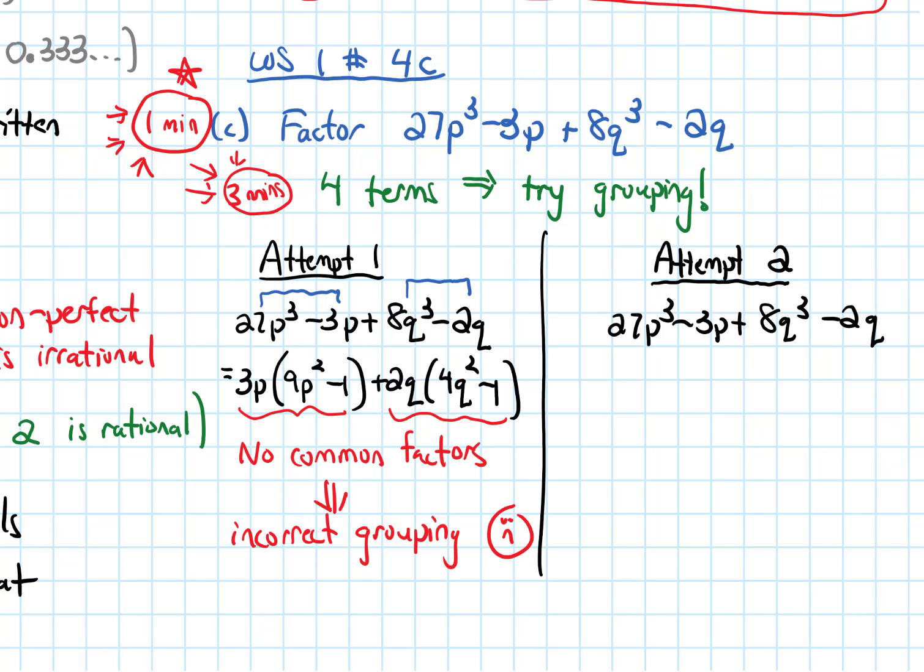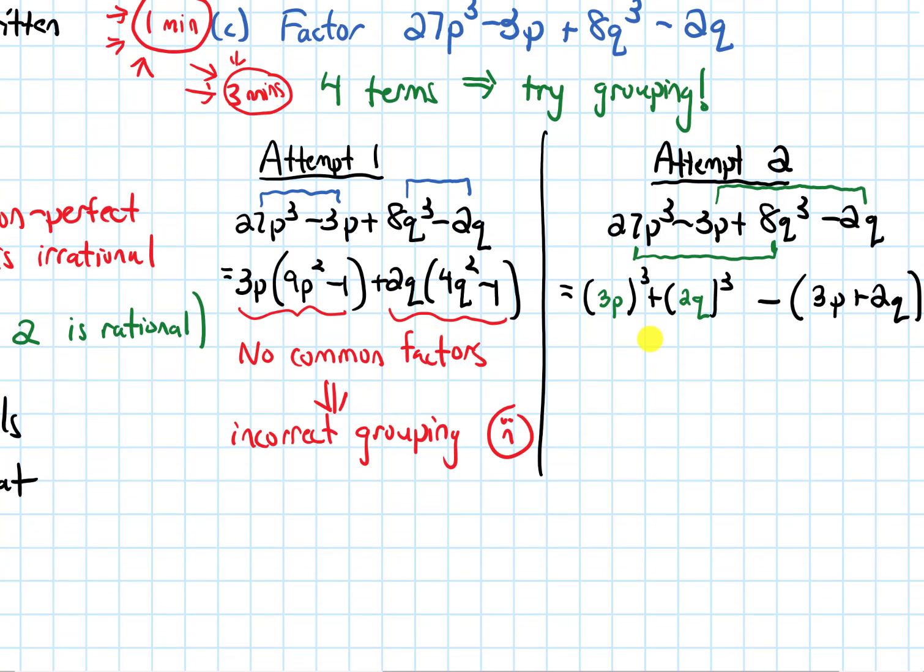All right, so now let's attempt this differently. Let's think about a different grouping. One thing I notice is 27p cubed and 8q cubed are both perfect cubes. So maybe let's group them together and group the other 2 terms together. I'm adding 2 perfect cubes. 27p cubed is 3p in parentheses being cubed, and 8q cubed is 2q in parentheses being cubed. So I'm going to have a sum of cubes, so that's good. And from the other remaining terms, I could factor out a negative, and I'll be left with 3p plus 2q.